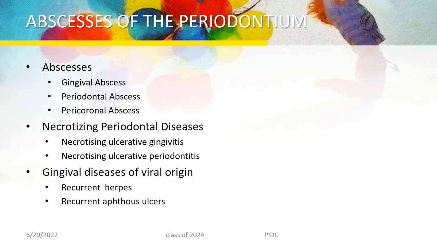To start with the contents, we would be discussing abscess, which would include gingival, periodontal and pericoronal abscess. Necrotizing periodontal disease, which will include necrotizing ulcerative gingivitis and necrotizing ulcerative periodontitis, and gingival disease of viral origin, which will include recurrent herpes abscess ulcers.